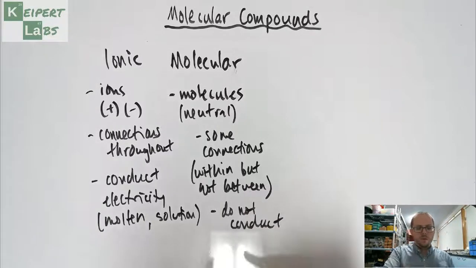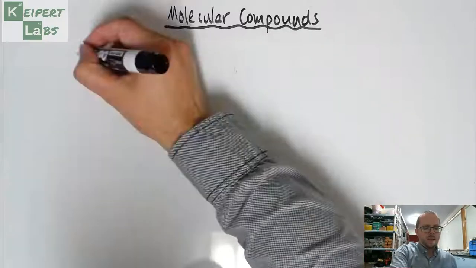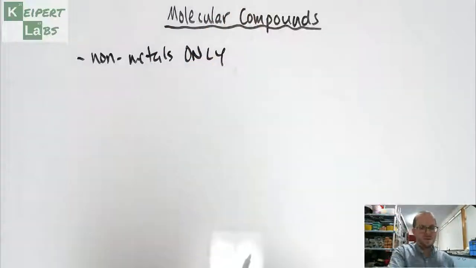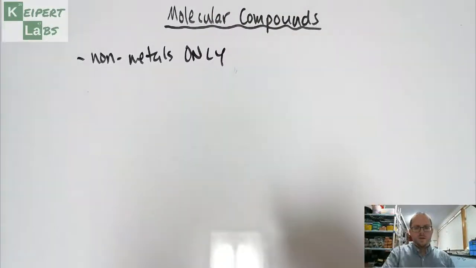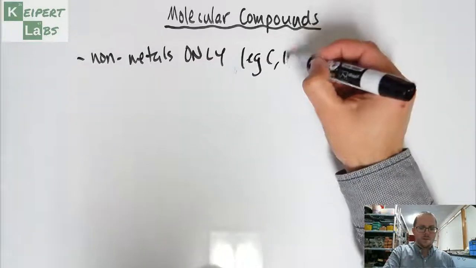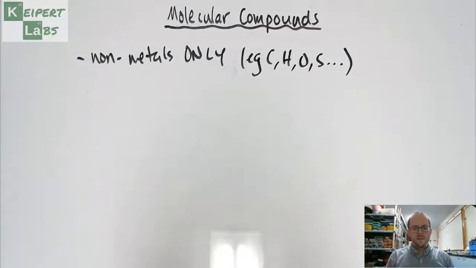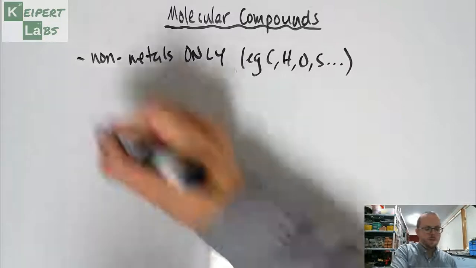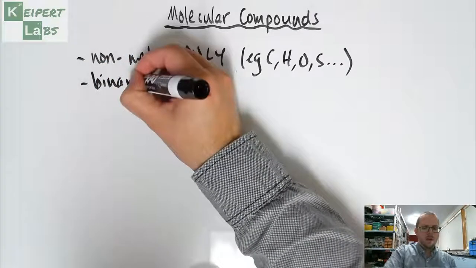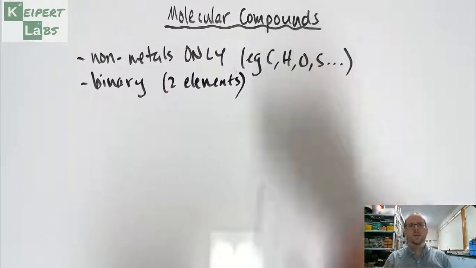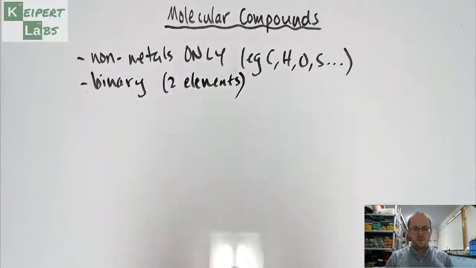We've looked through the rules for naming ionic compounds, and now we're going to look through the rules for naming molecular compounds. So remember, when we're talking about molecular compounds, we're talking about non-metals only. So, for example, carbon, hydrogen, oxygen, sulfur, you get the idea. And we're talking about binary compounds at the moment, so that is two elements. We're not going the whole hog and looking at things that have more than that. We're just trying to keep things simple.